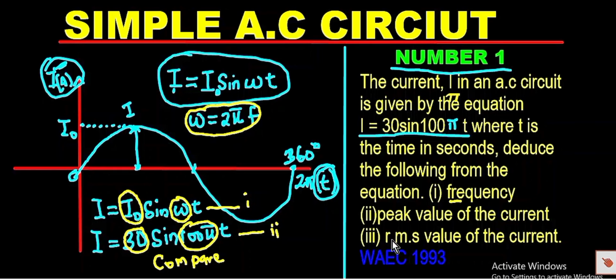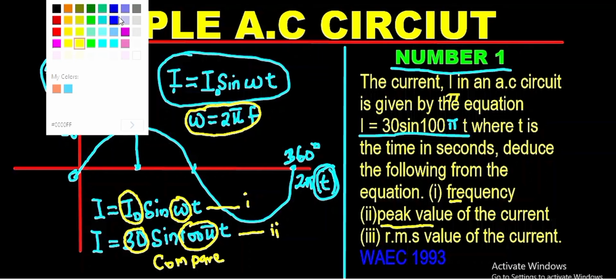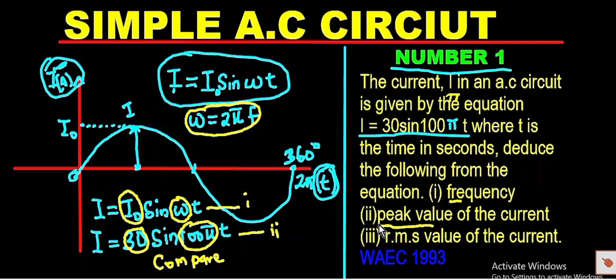If I compare them, you realize that the peak value of the current, let me change the color of my marker for you to see. So you can see that I have already found the peak value current, because I told you that I naught is the same thing as I, and is already 30 ampere. Okay, so let's go to finding the frequency.